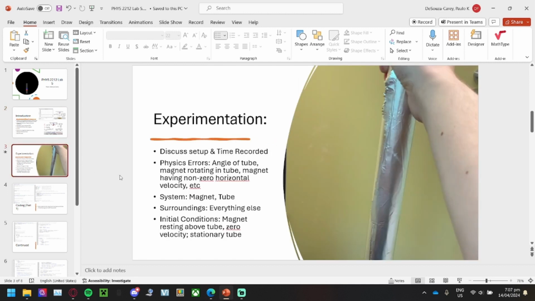Our experimental setup was basically just dropping a magnet down an aluminum foil tube. I held the tube and magnet in one hand, let go of the magnet by moving two of my fingers, and recorded it with my other hand holding my phone. Some physics errors that could be present were the angle of the tube. Maybe I was angling it a little bit. The magnet was rotating, definitely moving a lot in the tube, so maybe that screwed up the magnetic field and caused some weird errors. The system is the magnet in the tube, the surroundings is everything else, and the initial condition is the magnet resting right above the tube right before I drop it.